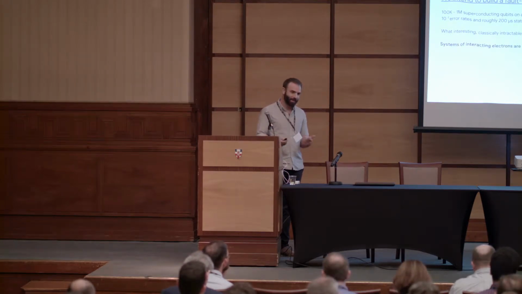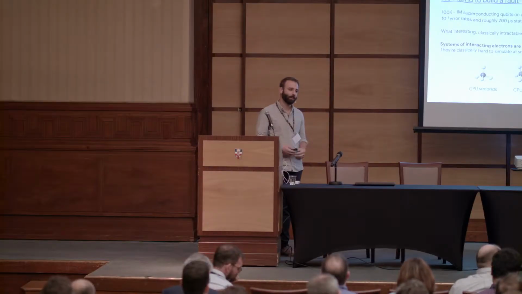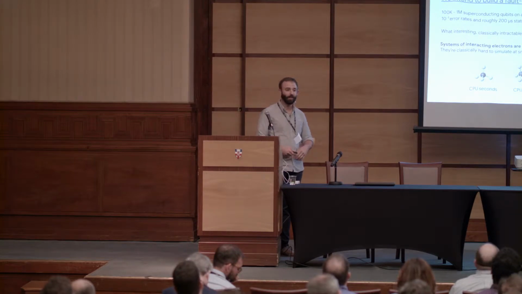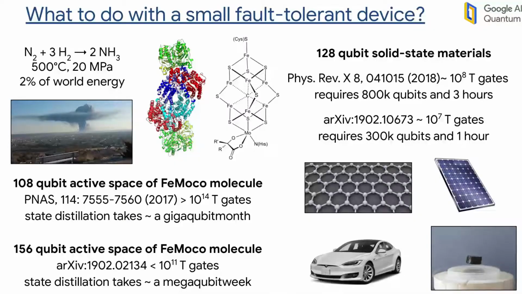Well, if you know me, you know that my answer is something along these lines, that systems of interacting electrons are a near ideal application for devices like this because classically they're very challenging to simulate, but they're also potentially quite interesting. So to take some examples from chemistry, exactly solving this methane molecule, I can do that in seconds on my laptop, ethane maybe minutes, propane's already getting quite hard, a cluster would be helpful for something like that. Now obviously we'd like to look at more complicated chemistry than systems like that.